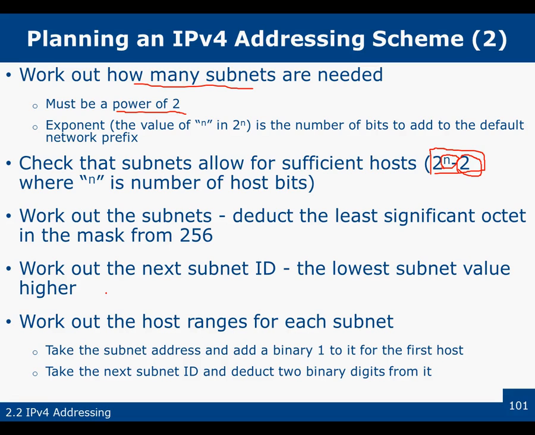Work out the host ranges for each subnet. Take the subnet address and add a binary 1 for the first host, which we've already looked at. For the last host, take the broadcast address and subtract 1 to get the last address.